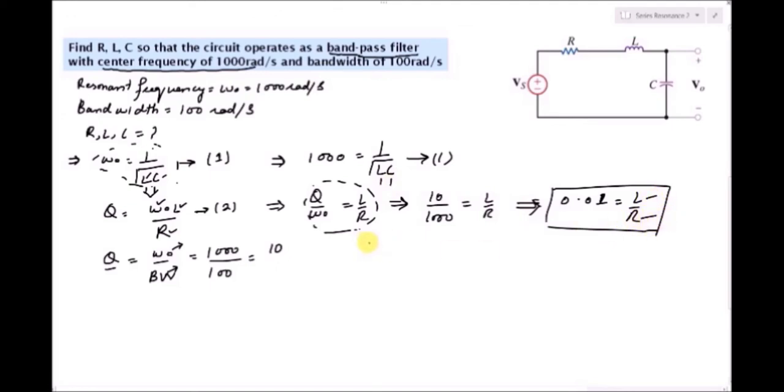So what we have to do is assume one of the circuit elements. If I assume the capacitance value, I can get the value of inductance from here, and if I have the value of inductance, I can easily calculate the value of resistance from here. So what I am going to do is assume capacitance value C is equal to 1 microfarad.